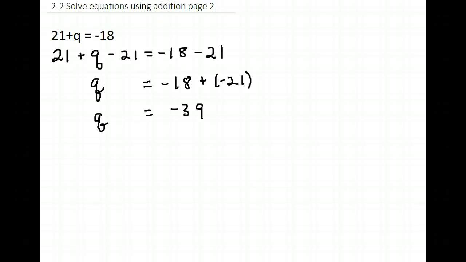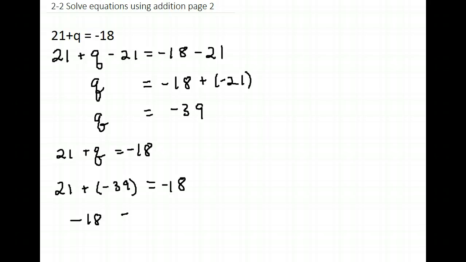Now we need to check. So let's put this in for our q. Our original equation is 21 plus q equals negative 18. Now we have 21 plus open paren negative 39 close equals negative 18, because we're substituting that negative 39 in for our q. Now, does 21 plus a negative 39 equal negative 18? Yes, it does. So we get negative 18 equals negative 18. It checks, so it does work.